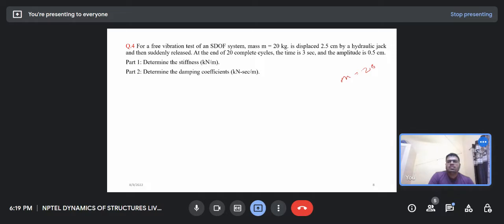If you have any system, and you have the mass and the period of the system, can you find the stiffness? Yes, obviously you can find it. As you know, the time period T is equal to 2 pi square root of m by k. So here m is given, and T you have to find. This is not the damped system.